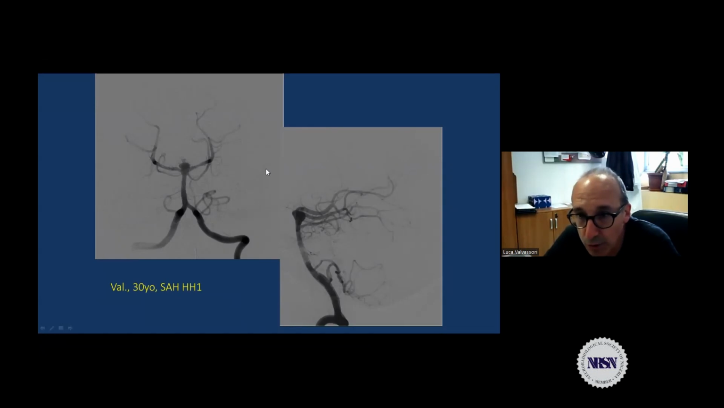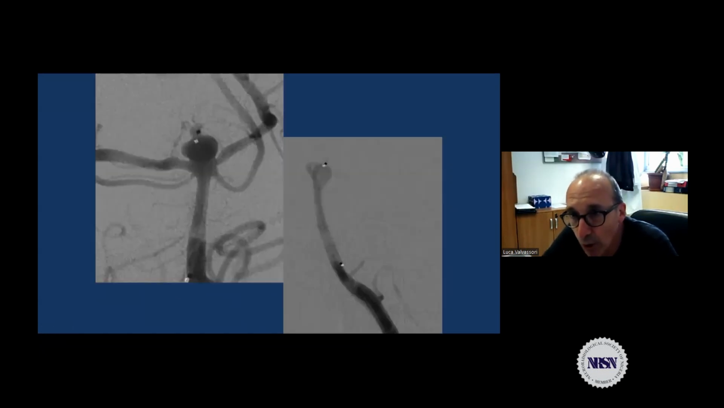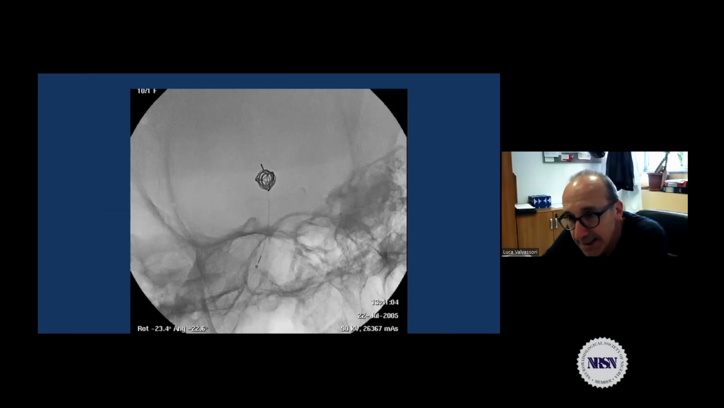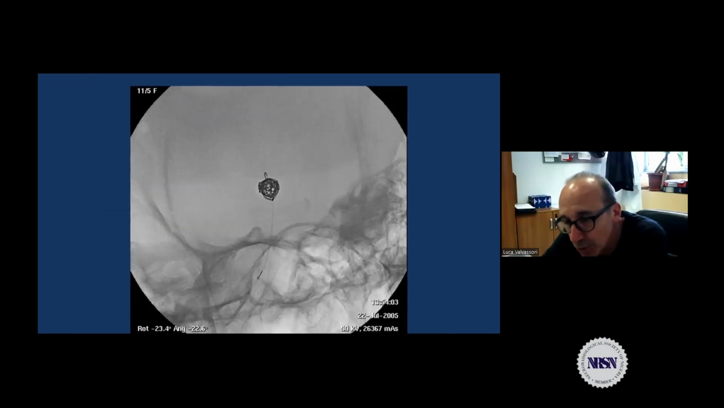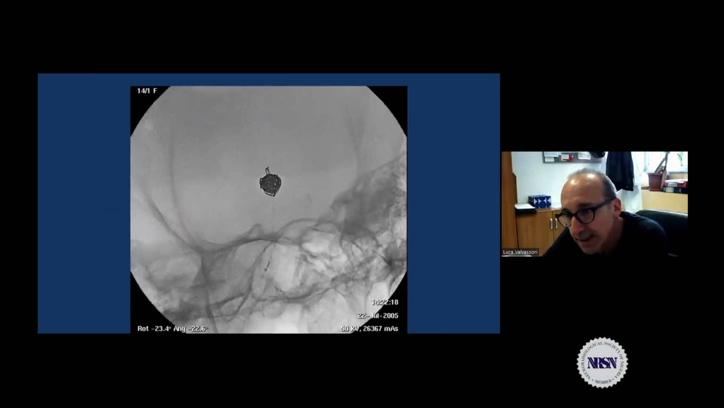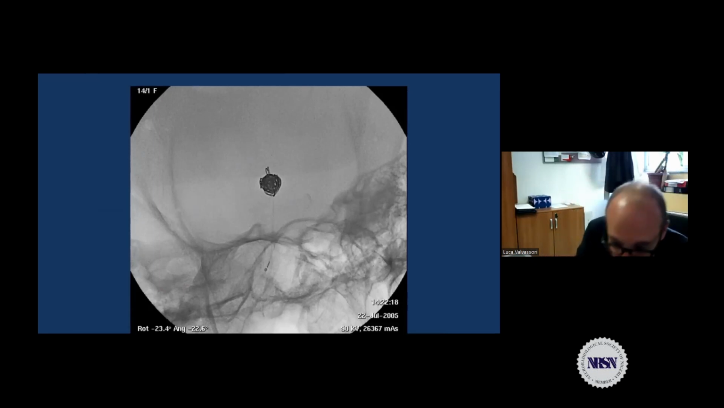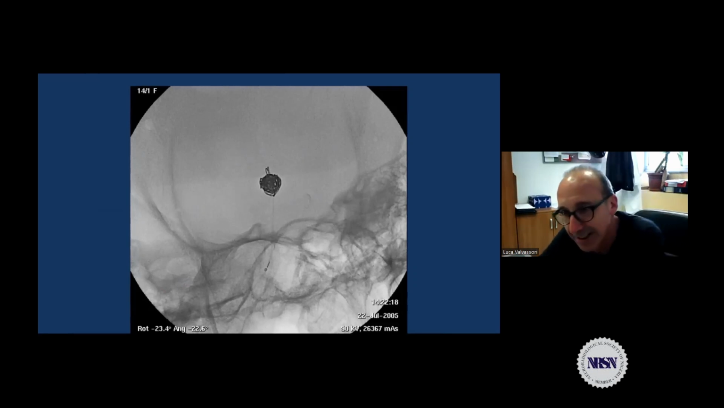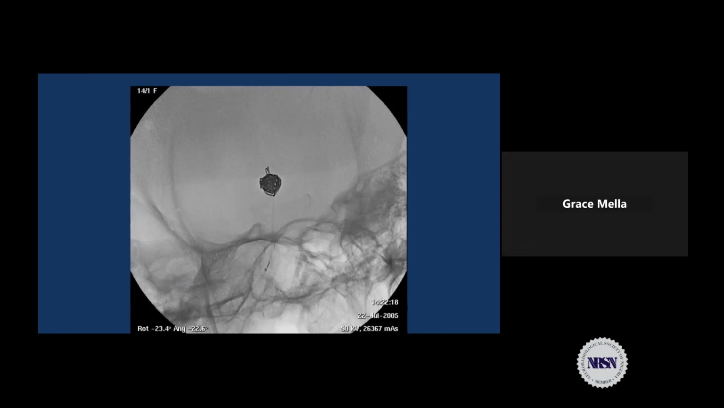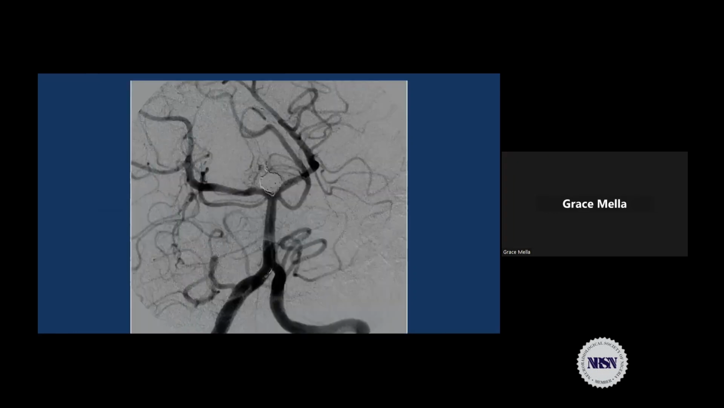So what can we do? We go up with a microcatheter in the aneurysmal sac, and we place these coils, 1, 2, 3, what is needed, and we occlude it. This was done the first time in the early 90s of the last century, and is still our gold standard for ruptured aneurysms.